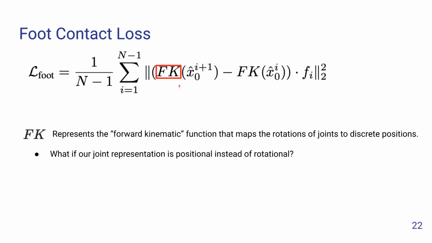So what happens if I give this positional data? What does it do? Well, in this case, FK is the identity function. It simply returns the position back, right? So if we give it a rotational frame, a frame with rotational data, it's going to convert that to positional data. If we give it positional data, it's going to give that positional data back. So either way, we will have positional data.